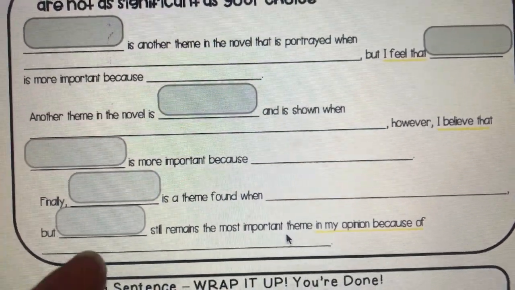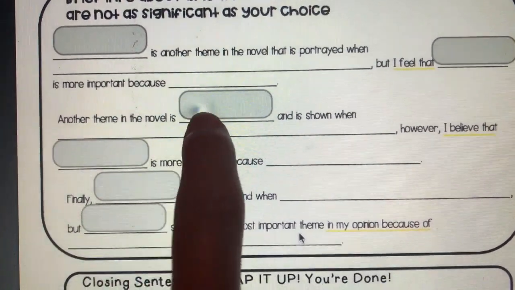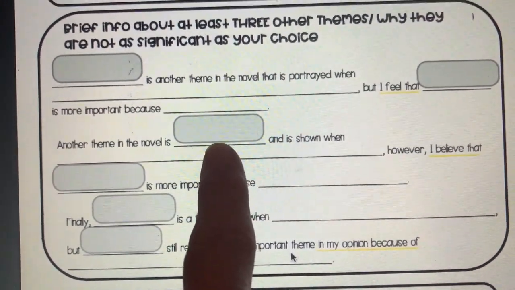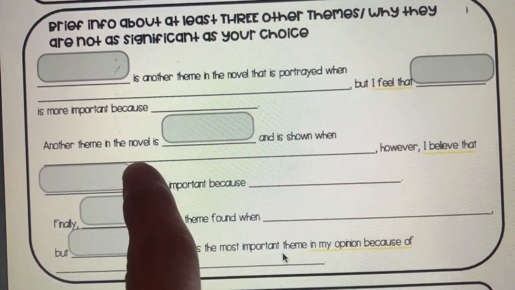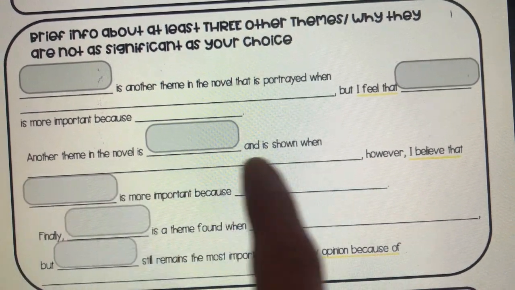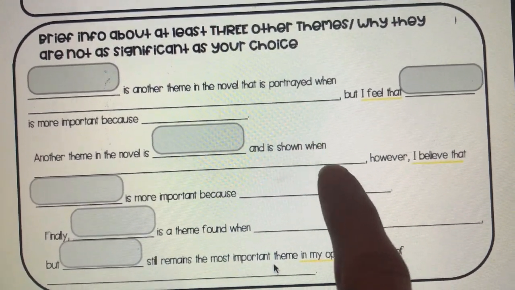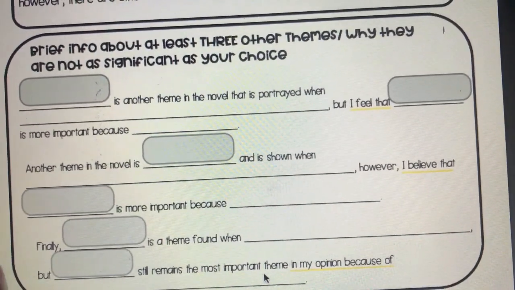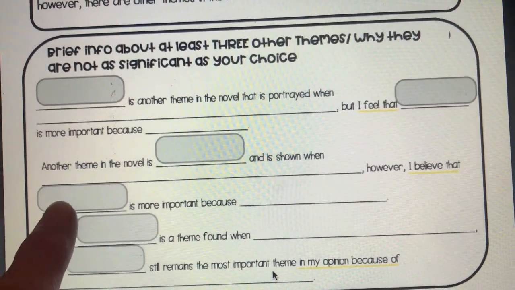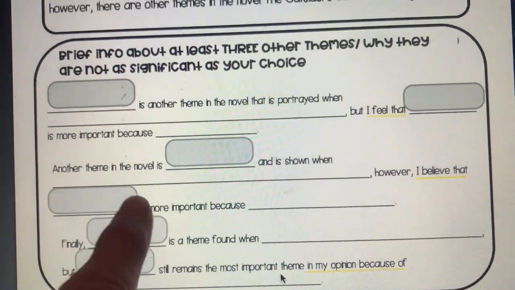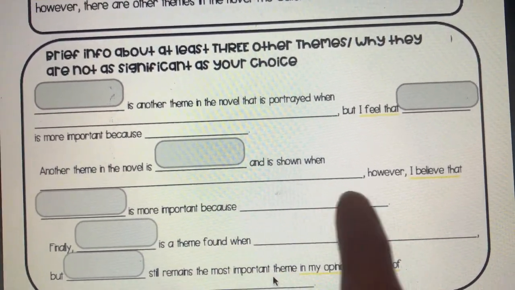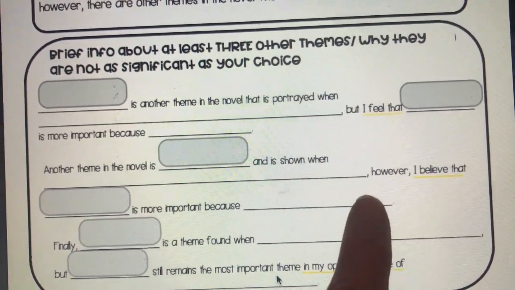Alright, so then you're going to list another theme in the novel. So one of the 8 that we listed in our plot diagram is, and is shown when. So you're going to give an example of how that's shown. Then, however, I believe that this is your theme, the one that you chose to write about, is more important because. So you're going to give a reason why this is more important.